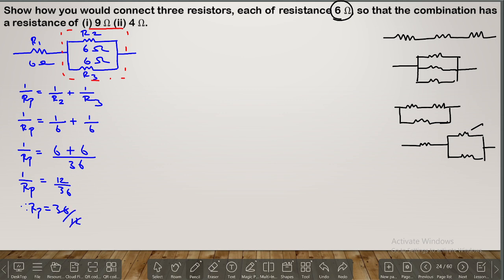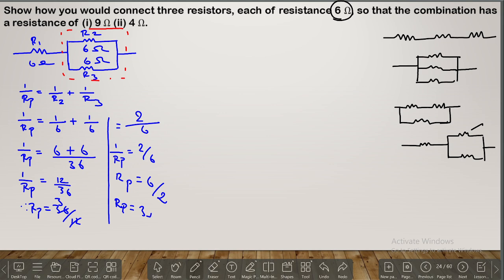It's going to be 3. Or you can just write it with common denominator 6, add the numerator alone, 1 plus 1 is going to be 2. So 1 by Rp is equal to 2 by 6, therefore Rp is equal to 6 by 2. Rp is equal to 3 ohm, which is convenient for you. You can go along with that. So Rp is equal to 3 ohm.